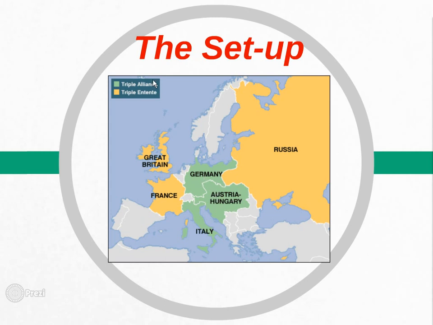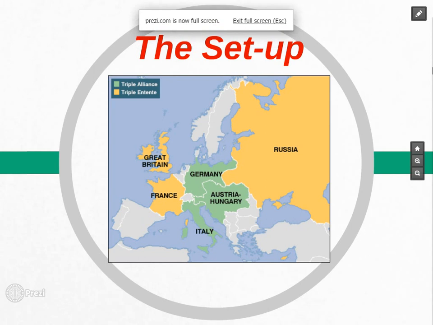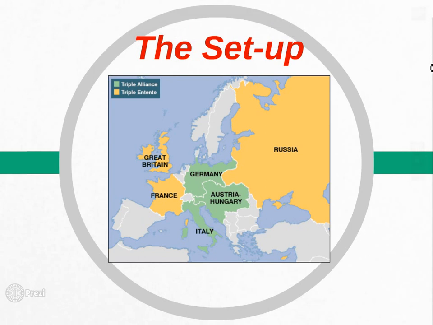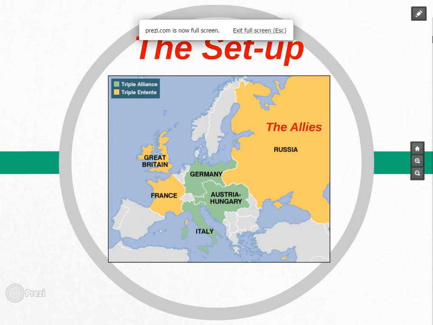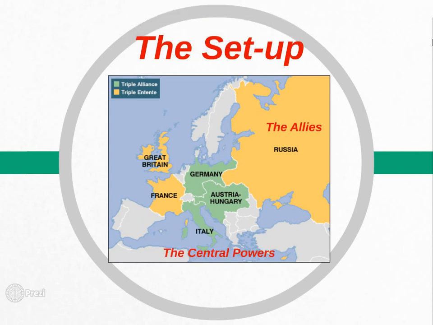Now, at the beginning of the war, it was called the Triple Alliance and the Triple Entente, but I think that's a little confusing to worry about. Let's do this. Let's call the guys in yellow the Allies, which is later going to include Italy and the United States, and let's call Germany and Austria-Hungary the Central Powers, and of course the Ottoman Empire is going to jump in there too. And you can see that the Central Powers are surrounded.